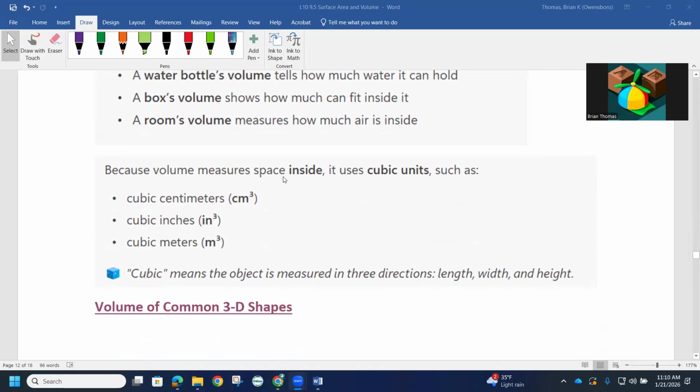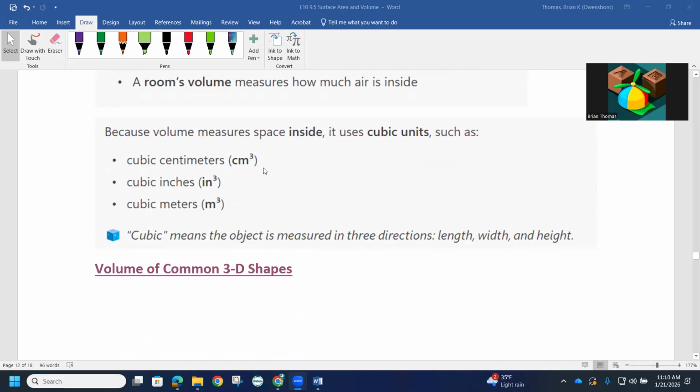So for measurements of space, again, we talk about cubic units. The answers you'll be seeing in our work are cubic centimeters or centimeters cubed, cubic inches or inches cubed, and cubic meters or meters cubed. Centimeters cubed means we have a cube that's 1 centimeter by 1 centimeter by 1 centimeter. That's its dimensions. A centimeter is basically the width of your pinky.